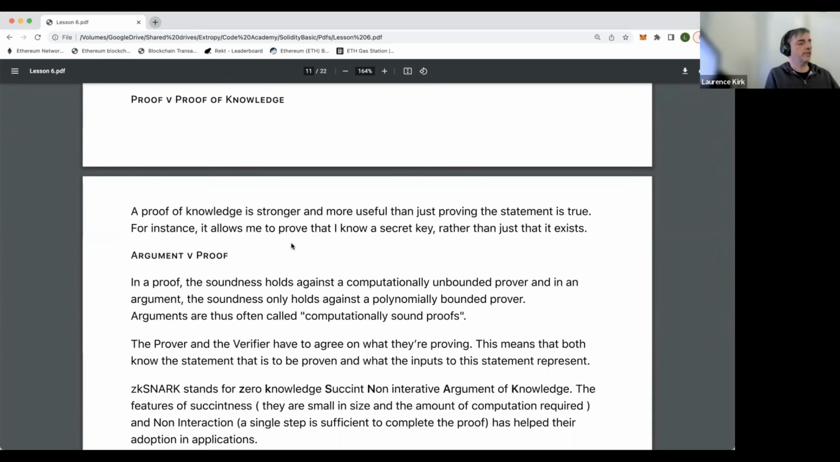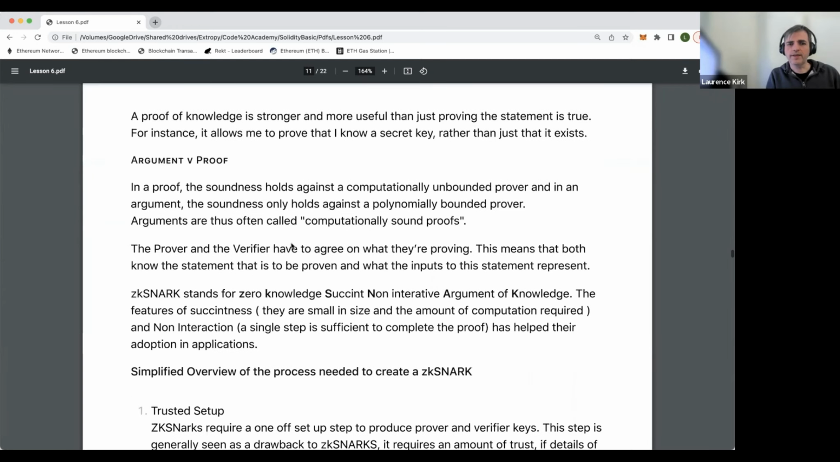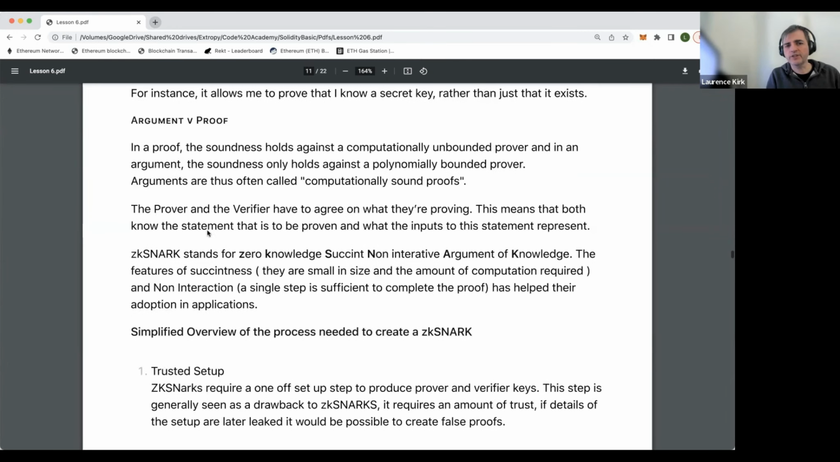She's showing that she actually knows what that square root is. And then the idea of argument versus proof is to do with the amount of resources that the people involved have. And again, you don't need to worry about that so much. It's just there for the mathematicians. And the reason I've given these little items here is that it explains what SNARK means. So they are succinct, they are non-interactive, and they are arguments of knowledge. And that's what the initials in SNARK stand for.